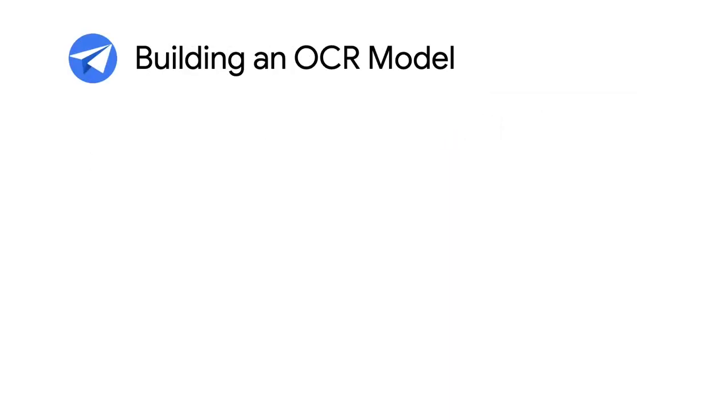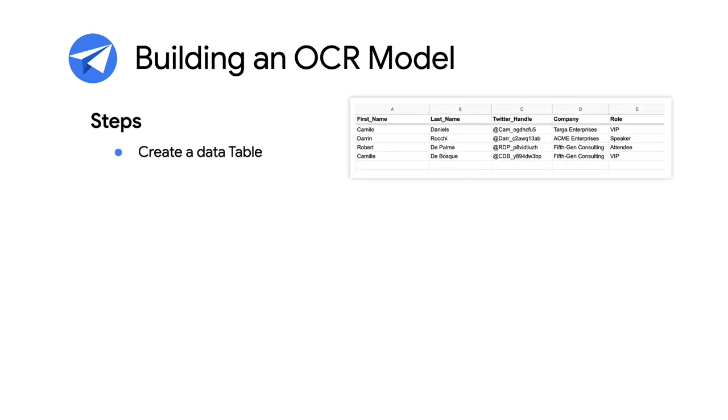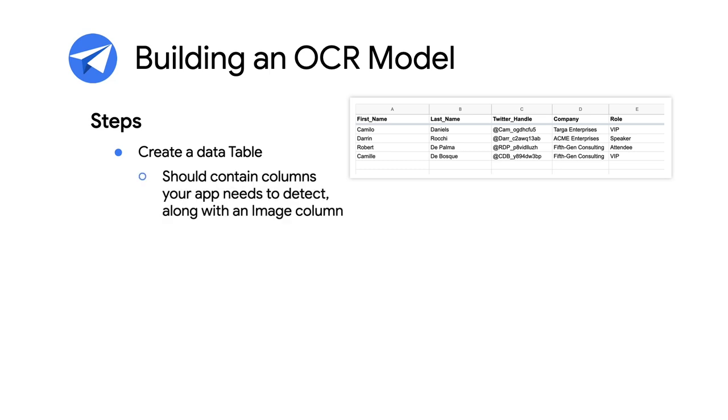Building an OCR model involves the following steps: creating a data table with text columns you wish to detect from an image. The table will also need an image column to serve as the source image to detect the text from. You then need to add a few sample records.